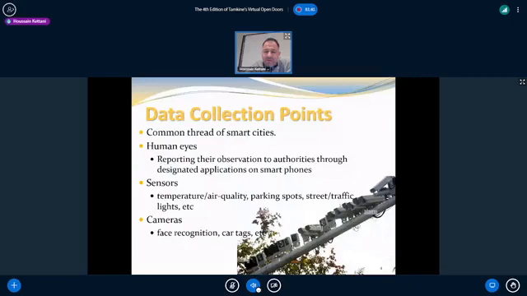So the common thread between all smart cities around the world is data collection points. So part of how to collect data could be human eyes. So it could be an app for that city that a person reports something, saying that they've seen a pothole in the road, or a light is not working, and they just send it. And the city needs to do something about it.